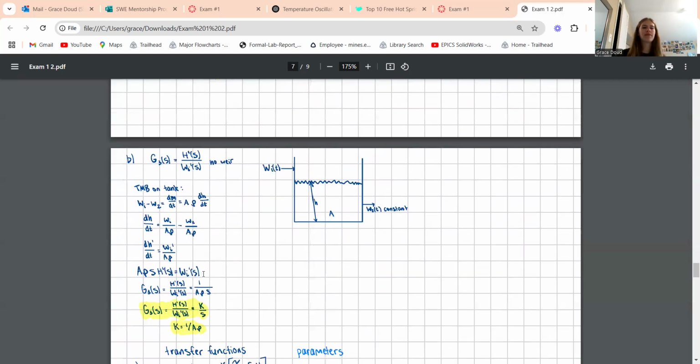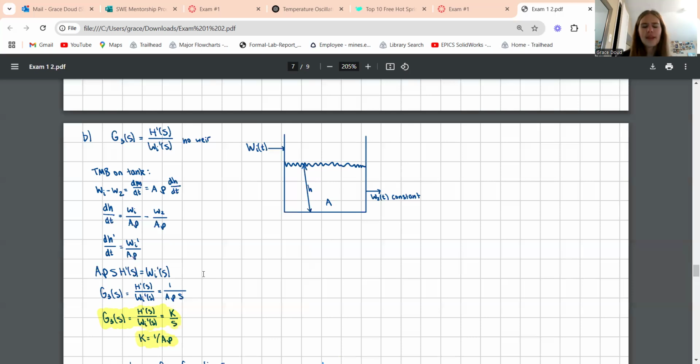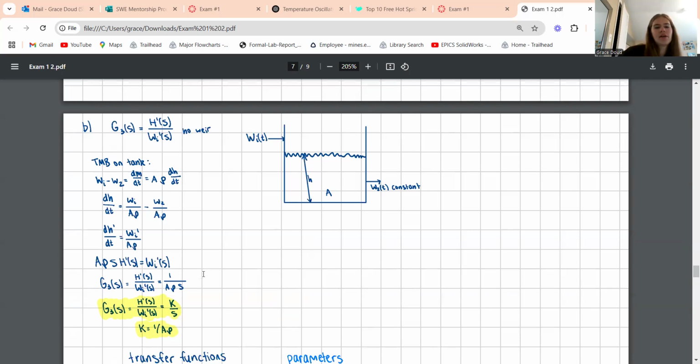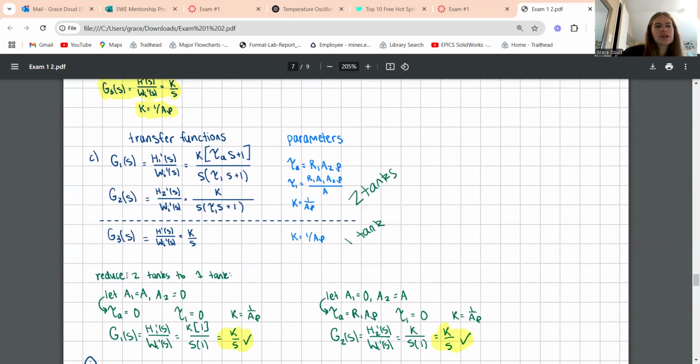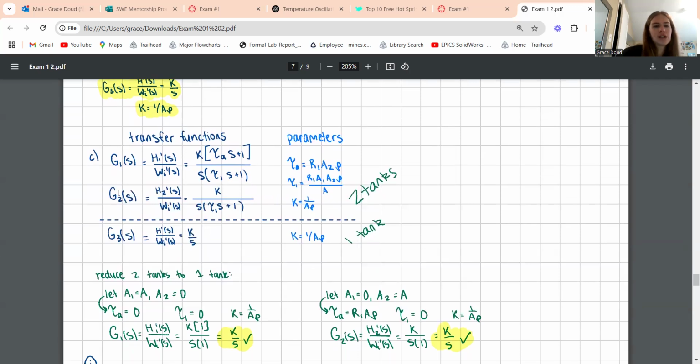Okay, so part B was just when there was no weir and a super simple total mass balance. I derived that quickly, and then introduced deviation variables, Laplace transformed it, got it in standard form. It was just K over S. And then I summarized all of my transfer functions down here. And then I checked how the surge tank's transfer functions reduced to the normal tank's transfer functions.